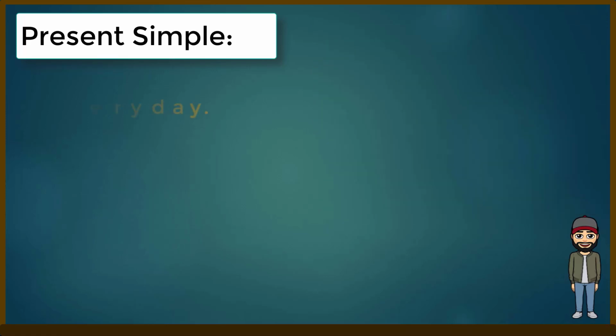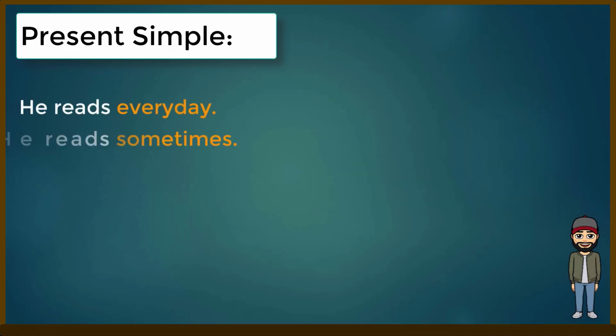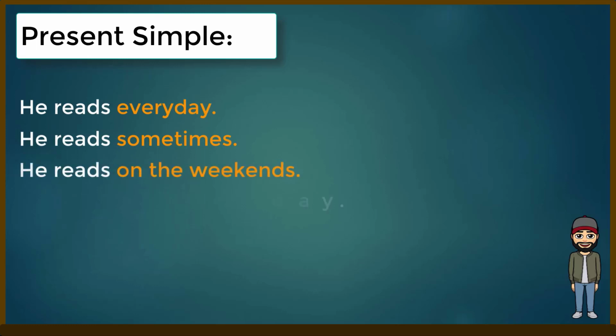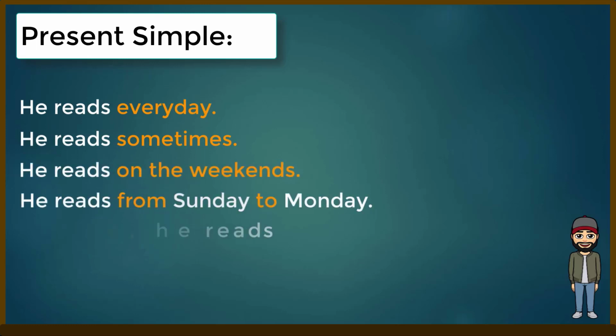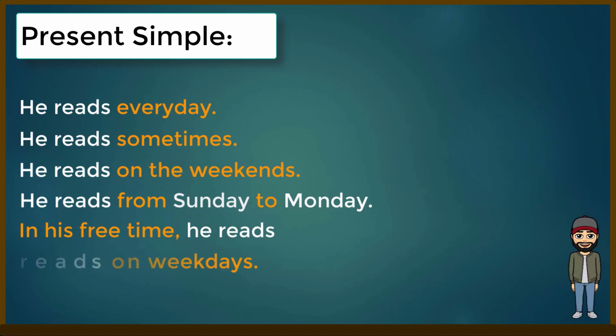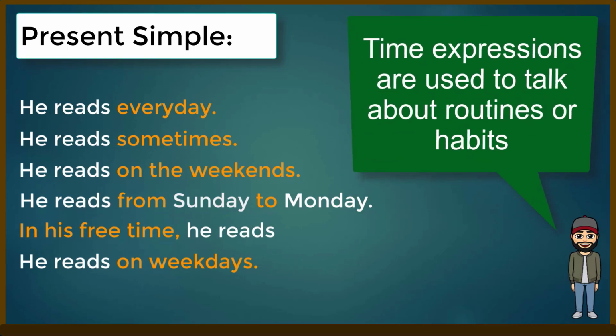For example, he reads every day. He reads sometimes. He reads on the weekends. He reads from Sunday to Monday. In his free time, he reads. He reads on weekends. Time expressions are used to talk about routines or habits.